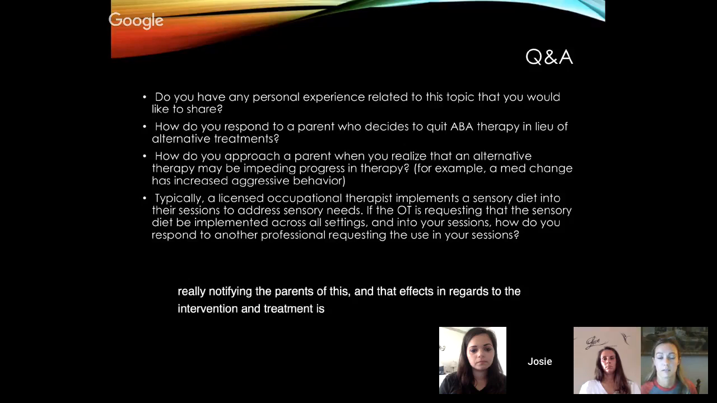A simple answer is just to communicate about it, keeping an open line of communication between parents and the professionals and the whole team that's involved with the child's treatment, which is key to successful intervention for that child. If the meds or anything has increased aggressive behavior, then really notifying the parents of this and the effects in regards to the intervention and treatment is the best decision to make.